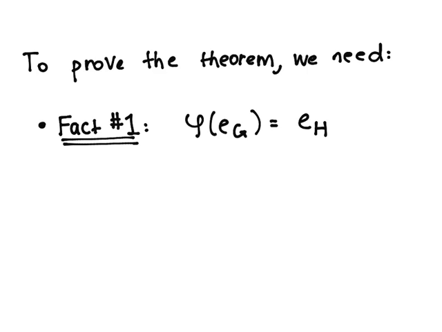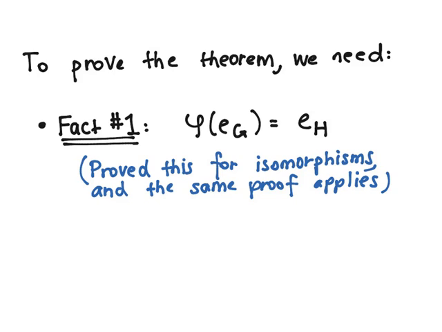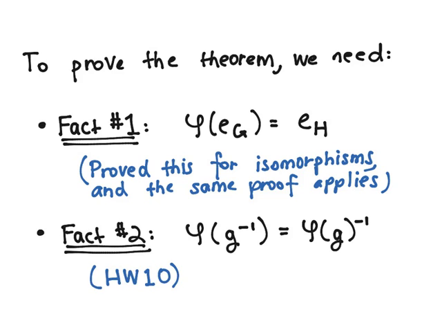Fact number one that we need is that any homomorphism phi sends the identity element of the group G to the identity element of the group H. We won't prove this fact because you may remember we proved it in the case where phi is an isomorphism, and if you look back carefully at the proof we used in that case, you'll see that actually the same proof applies to homomorphisms. We never used the bijectivity of phi in our old proof.